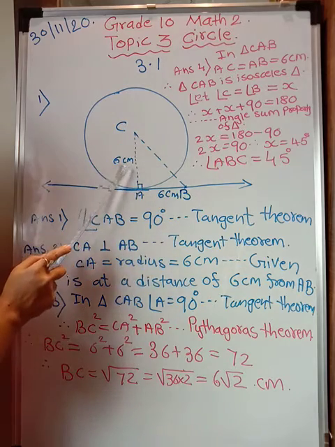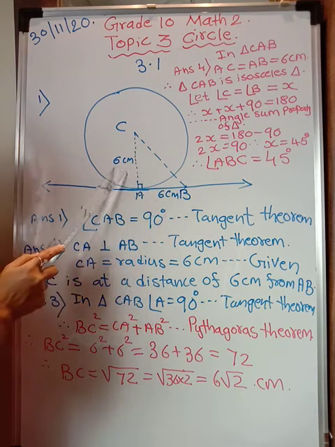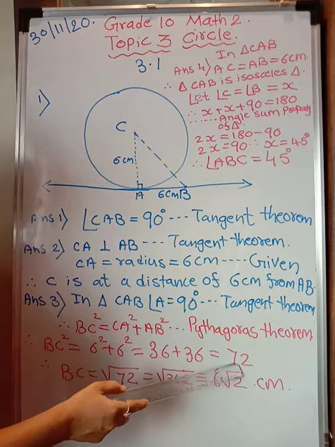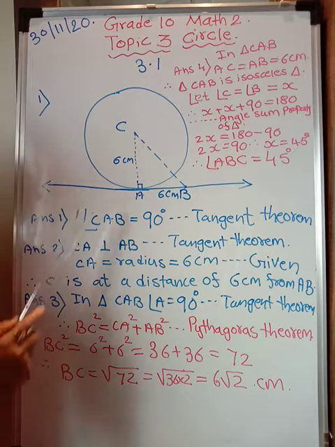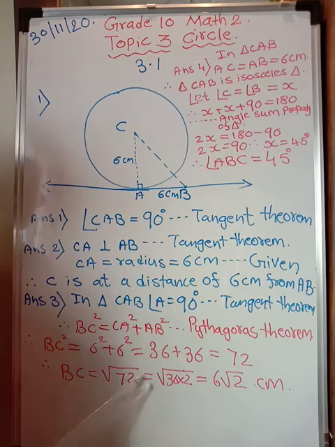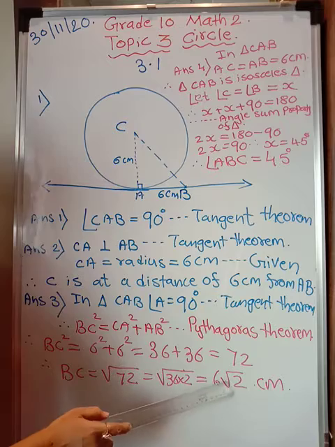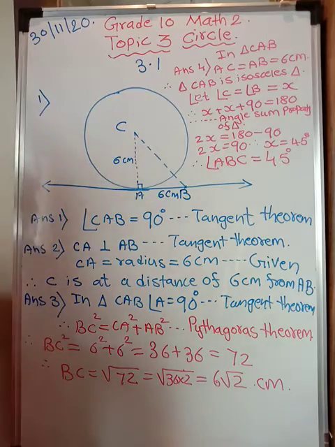So BC square will be 6 square plus 6 square, 36 plus 36. It becomes 72. But we don't want BC square, we want BC. So what is BC? Square root of 72. That is square root of 36 into 2. Square root of 36 is 6. So you get the answer 6 root 2 centimeters.